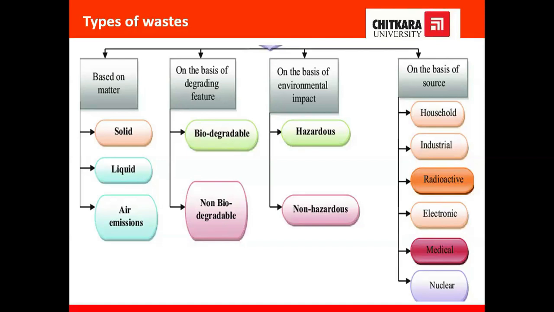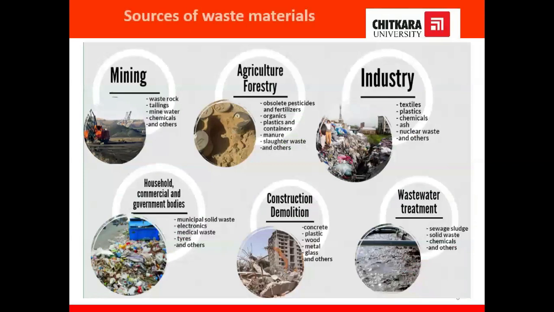Similarly, on the basis of their origin, their generation, we can categorize them: household, which is very common, industrial, radioactive waste, electronic waste, medical waste, nuclear waste. So these are some sources. Mining industry, agriculture sector, industries like textiles, plastic, chemicals. Then household, commercial and government bodies, construction and demolition, wastewater treatment, because wastewater treatment systems may generate a huge amount of sludge. That is again going to become a challenge for the waste management authorities.